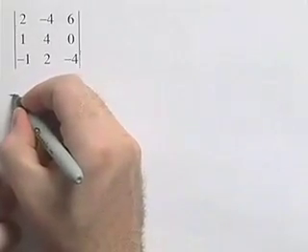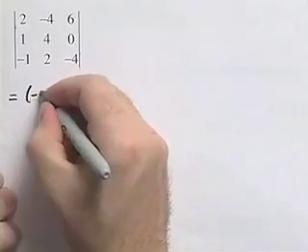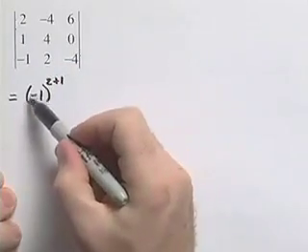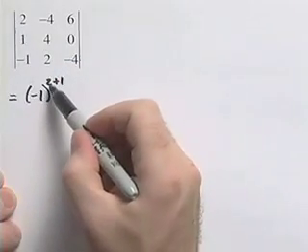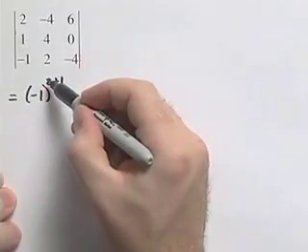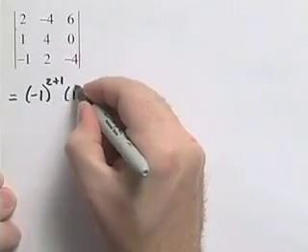When we expand across the second row, we're going to get -1 to the 2 plus 1 power. Remember that the power on -1 is equal to the sum of the row and column entries. So we're in row 2, column 1 here, so we have 2 plus 1. And the entry is 1.